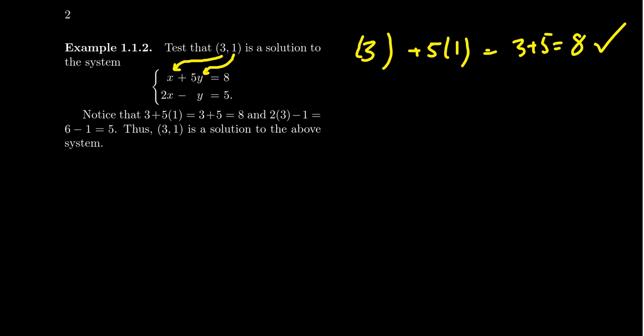But to be a solution to the system, we have to also check that it satisfies the second equation. If we plug in (3, 1) in that situation, well, you'd get 2 times 3 for x minus 1 for y. You see 2 times 3 is 6 minus 1 is going to give us 5.